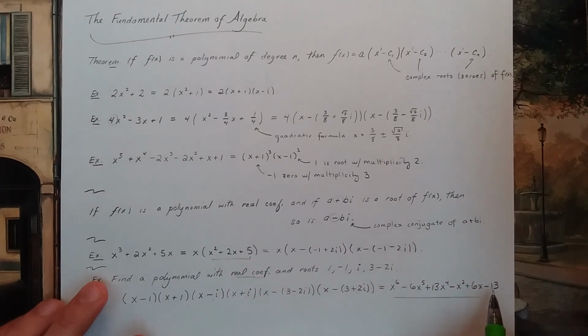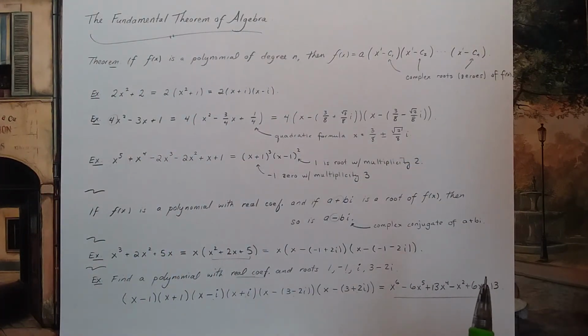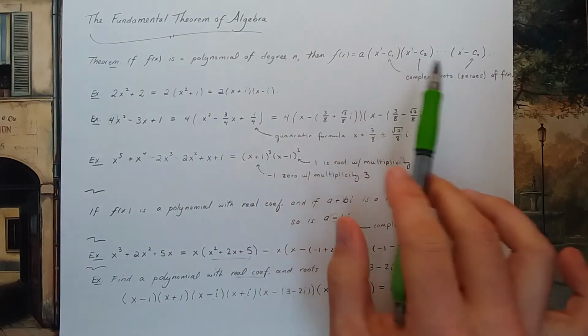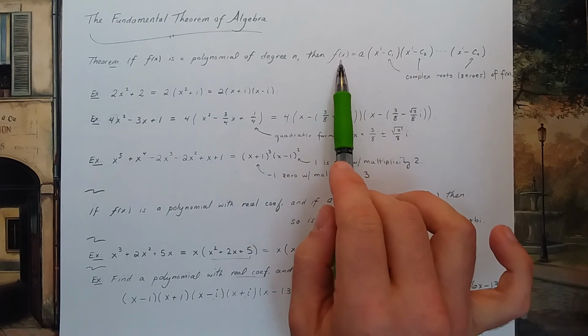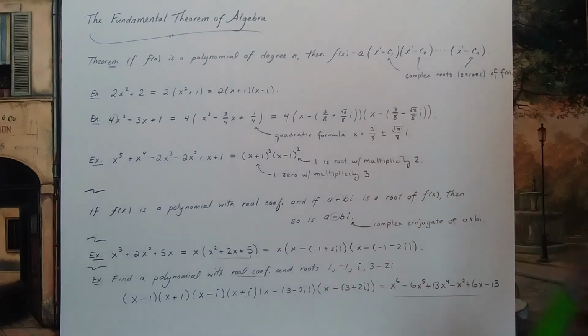So this is a video that discussed the fundamental theorem of algebra. The key observation is that any polynomial of degree n can be factored into n linear terms. Okay, nice.